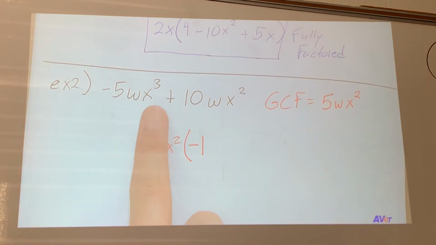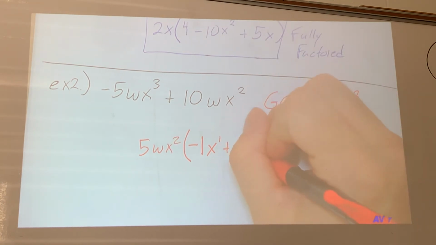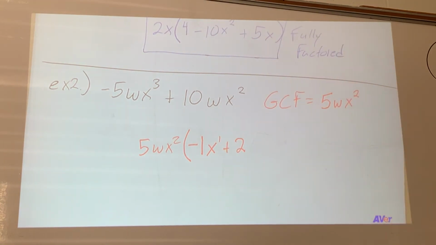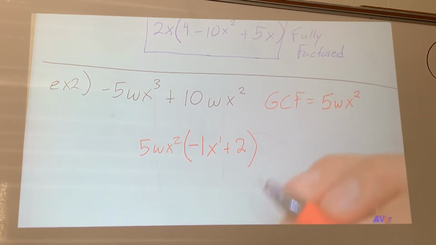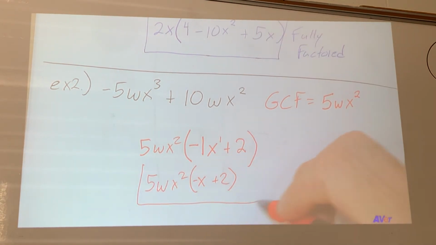They cancel. And what is X cubed divided by X to the second? X to the first, right? Yeah, this could be negative X or it could be negative 1X to the first, either way. I'll write it again the other way. All right, now, 10 divided by 5. W divided by W, they go away. X squared divided by X squared, they go away. That's your answer. You could write it like this, or if you wanted to leave off the ones, you could write it as 5wx squared times negative x plus 2. It's fine. Either way.